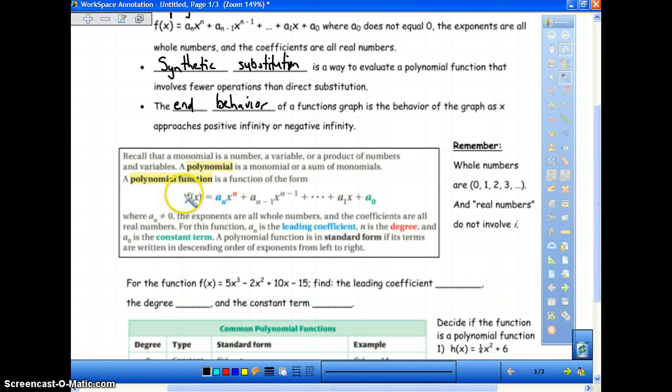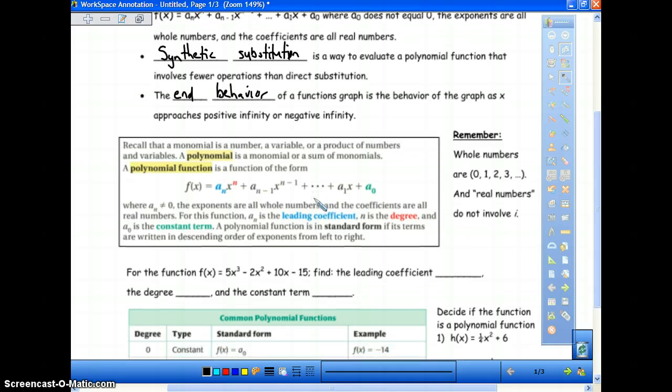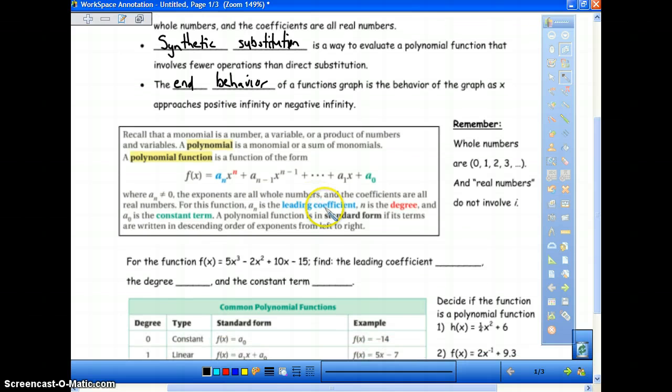We already talked about what a polynomial is. And remember, the whole numbers are 0, 1, 2, 3, etc. And real numbers do not involve i, meaning they're real numbers, they're not imaginary numbers. Okay, so the few things that we need to talk about is we need to know what a leading coefficient is, what a degree is, and what a constant term is.